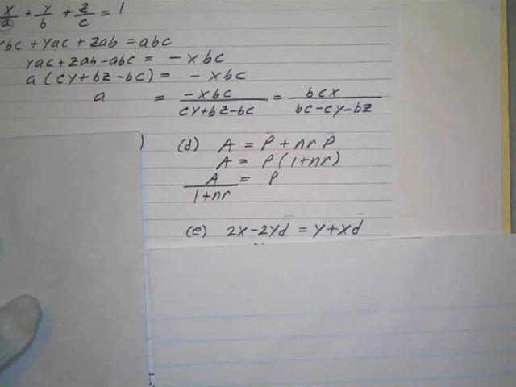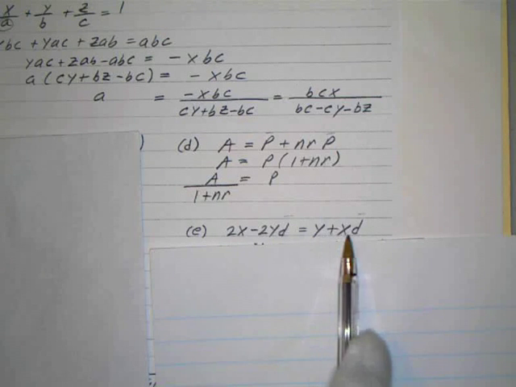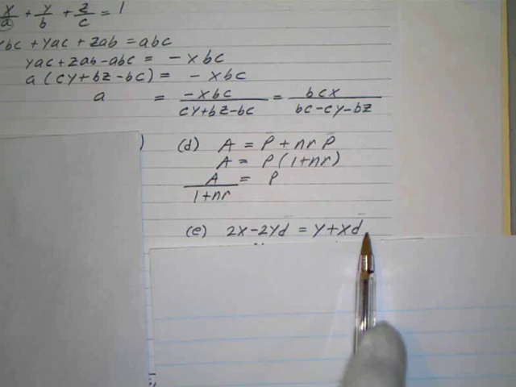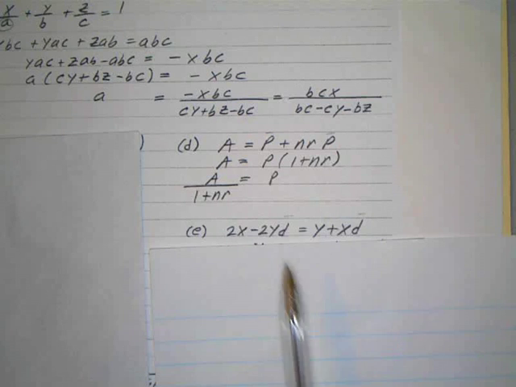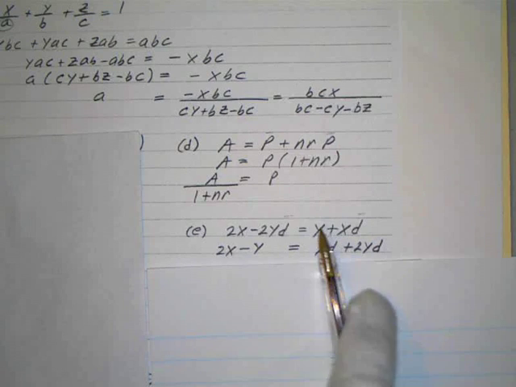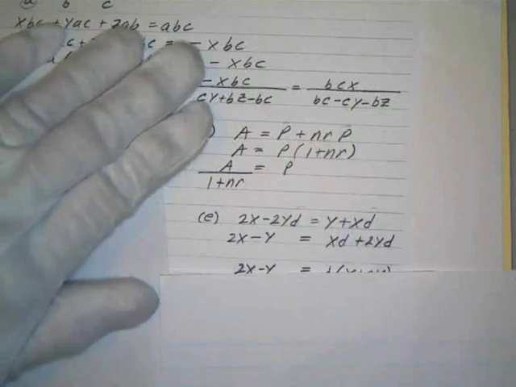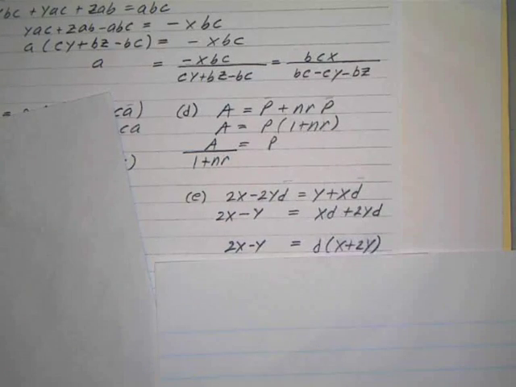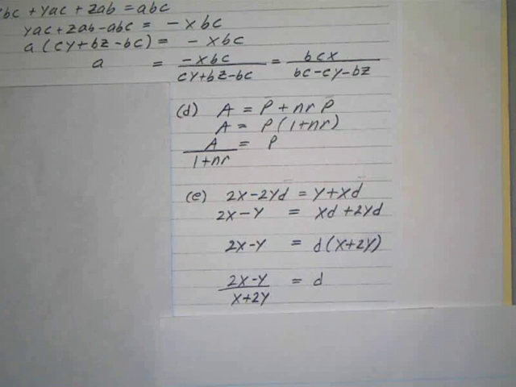Okay. And letter E, we've got 2x minus 2yd equals y plus xd, and we want to solve for D. So I've got D terms on both sides. I'll try to get them on one side. So I can add this 2yd to both sides. So I have xd plus 2yd, and then I'll subtract the y from both sides. And then I can factor out the D. And then again, like before, all we have to do is divide both sides by x plus 2y, and I've isolated the D. So that's not too bad.